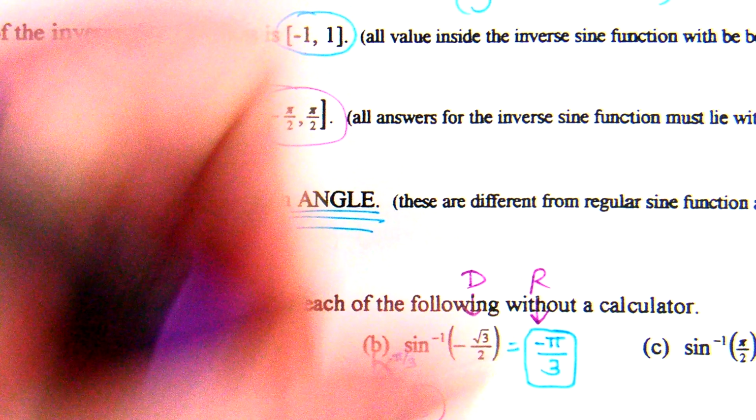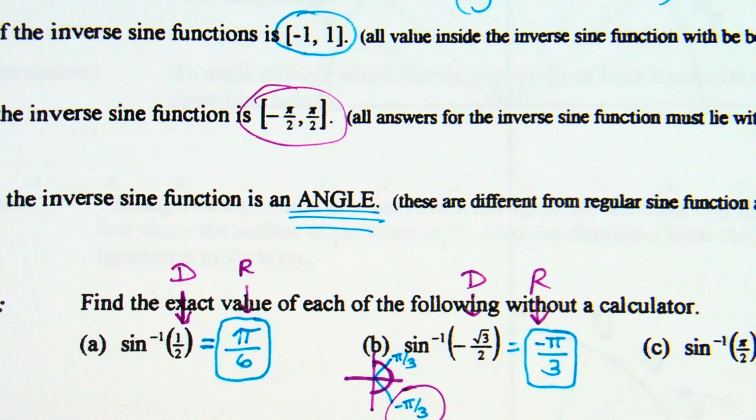Again, I'm trying to be quick here because I want to get to the rest of this. Check your domain and range. Okay? Obviously, we just talked about range. Domain, that negative square root of 3 over 2, does that fall in that domain of negative 1 to 1? Which it does, so we're good. Okay?